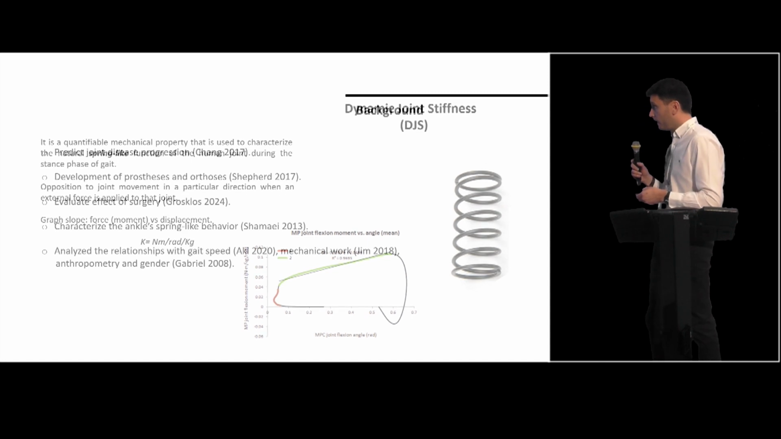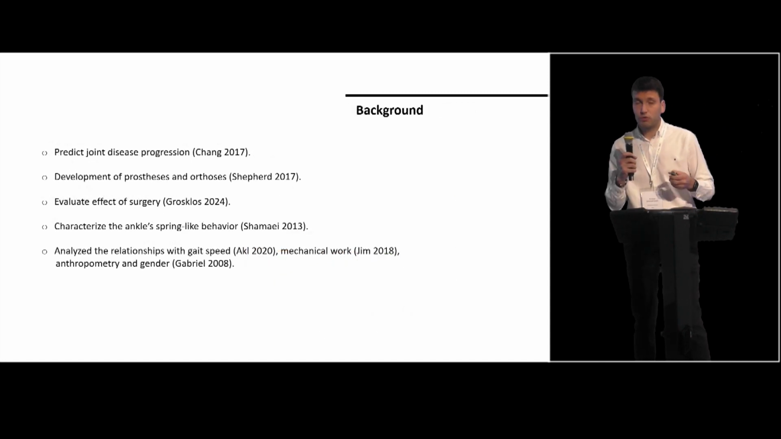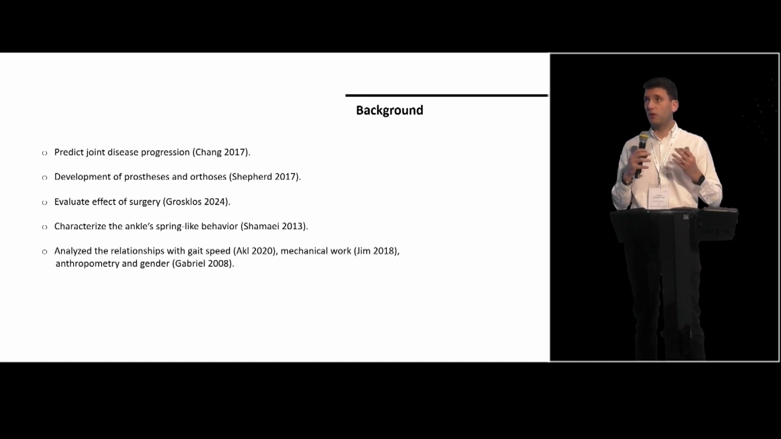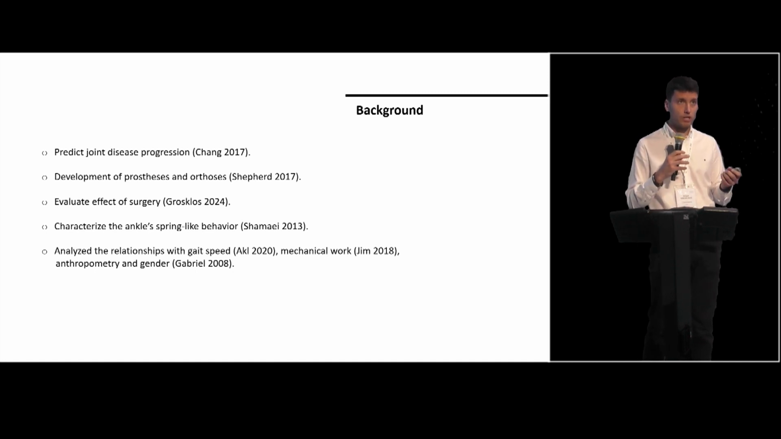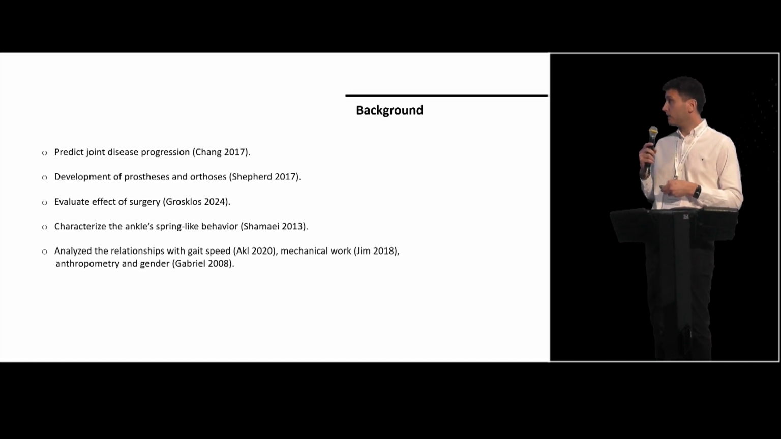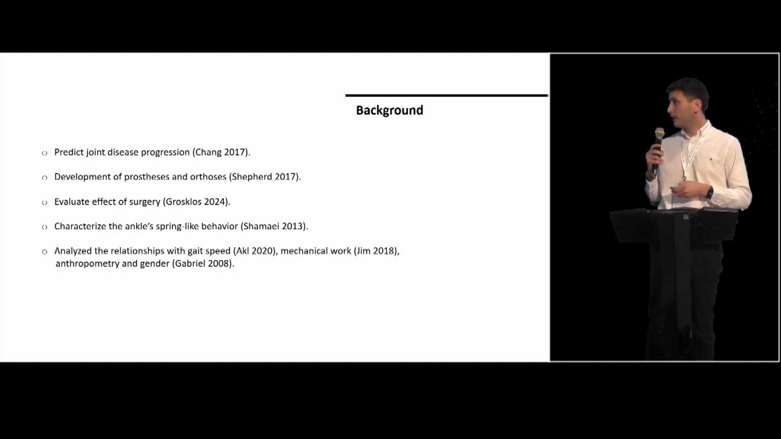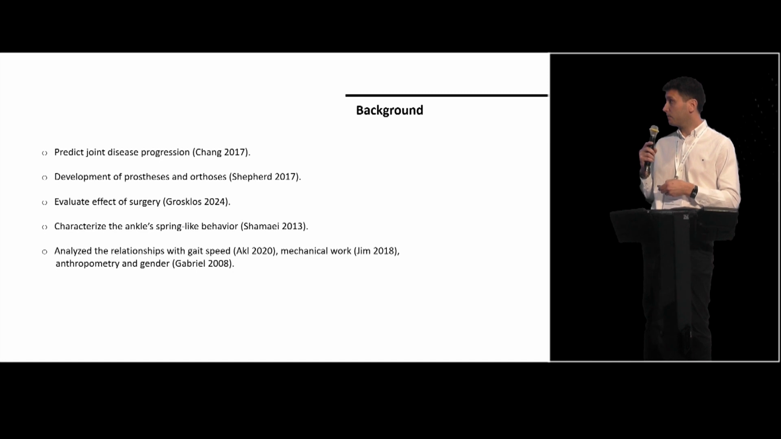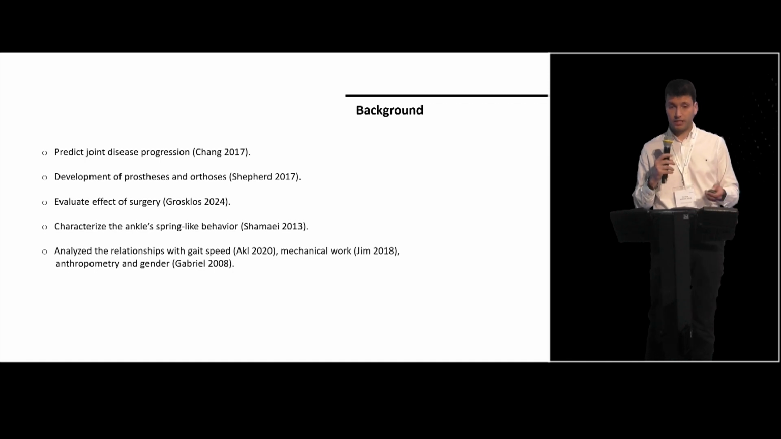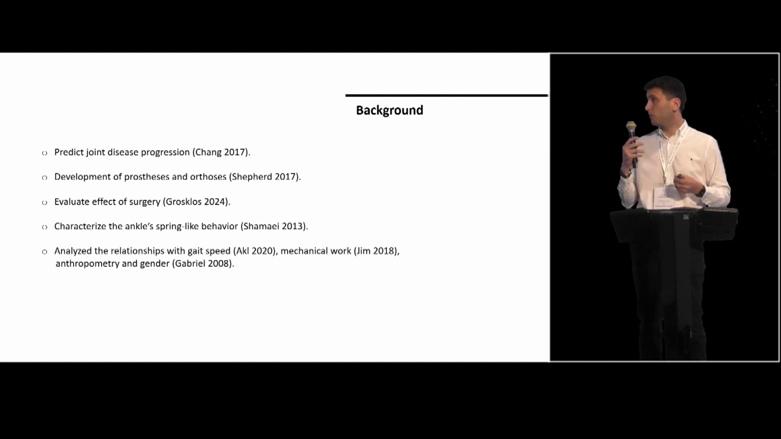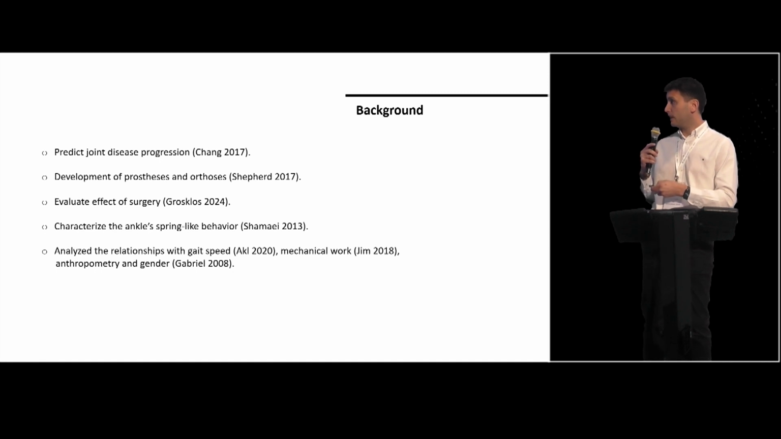Well, dynamic stiffness has been proposed in several previous studies with several purposes: to evaluate the effect of surgery for arthroplasty or femoroacetabular impingement, to characterize the ankle's spring-like behavior, to predict the progression of joint disease such as knee osteoarthritis, to improve the development of prostheses and orthoses, and to analyze the relationship between dynamic joint stiffness and gait speed, mechanical work, anthropometry, and gender.